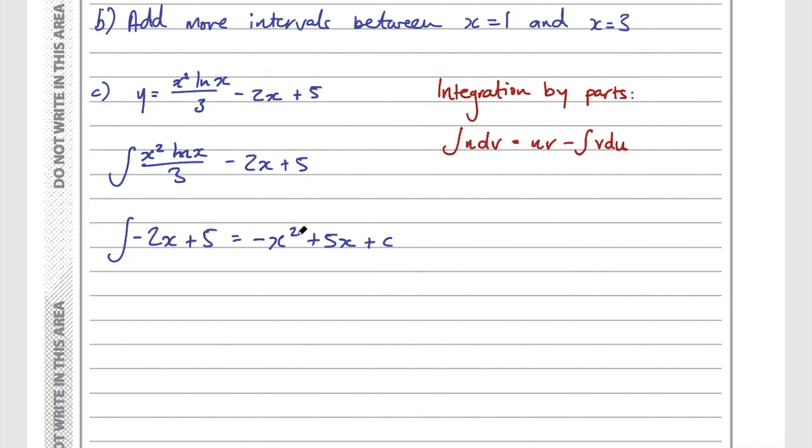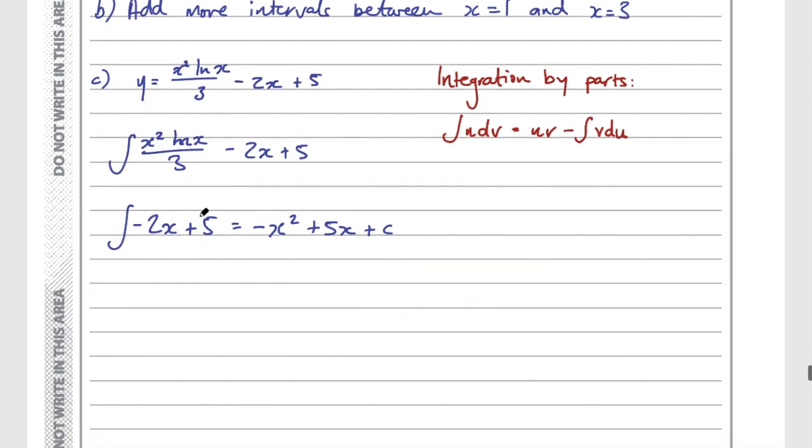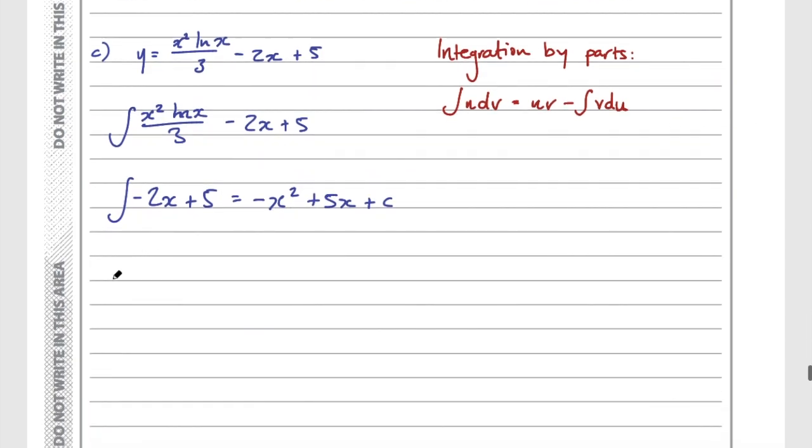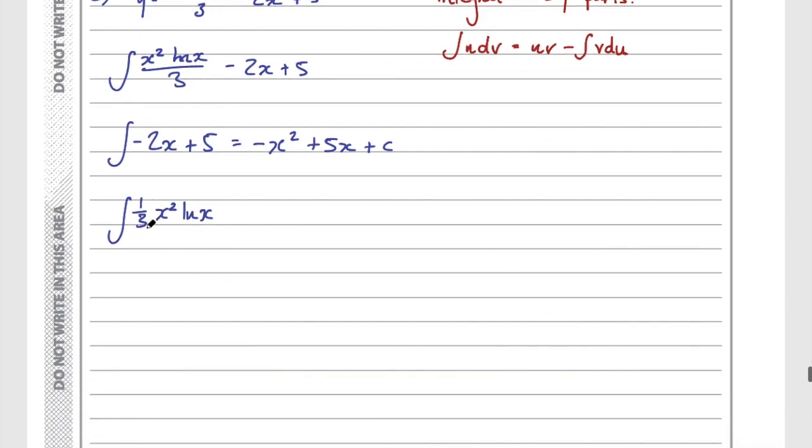Remember, the coefficient becomes a power and we divide by the power of x, which was 1. So no problems with that integration. But now we need to worry about this integral of x squared ln x, and I'm just going to write it as a third x squared ln x instead of x squared log of x over 3, because when we have that constant we can just put it outside of the integration, it won't make a difference.